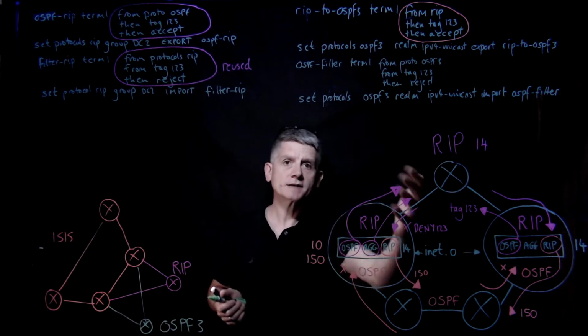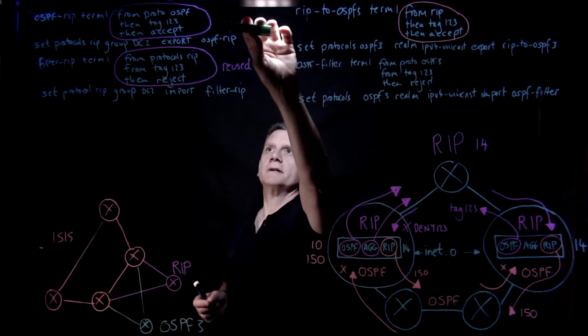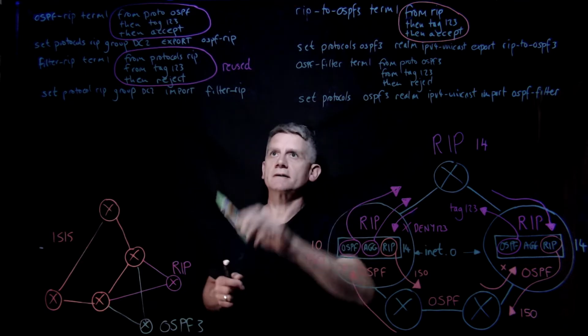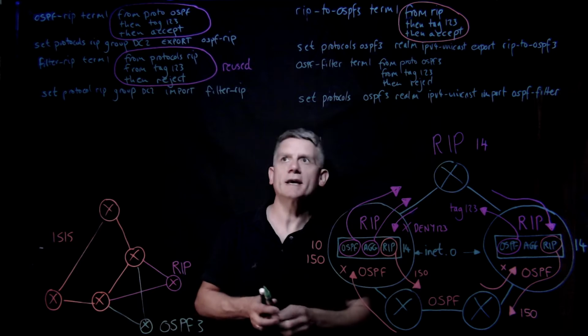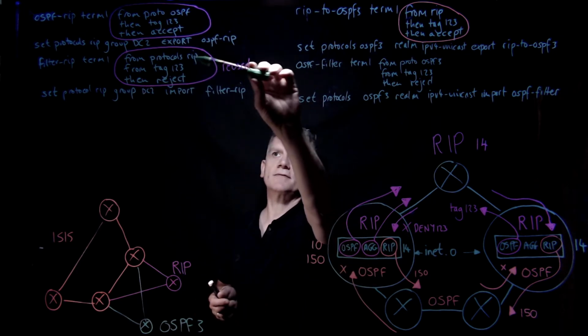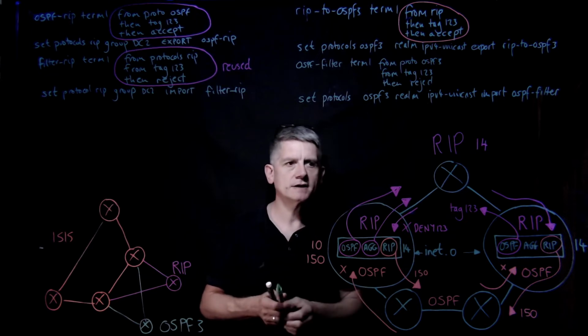So, exporting out the RIP, we're going to select it with the policy statement with OSPF, tag it with 123 and accept it and export it out. And then on the other ASBR on the way in, we're going to be selecting from the RIP, from the tag, and then rejecting. Let's have a little look at some of the values.